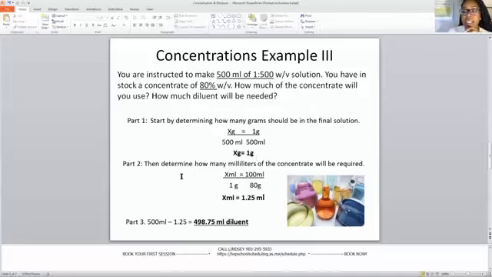And then the next thing to do is to determine, so let me back up. You needed to start by determining how many grams should be in the final solution. How many grams should be in the final solution?